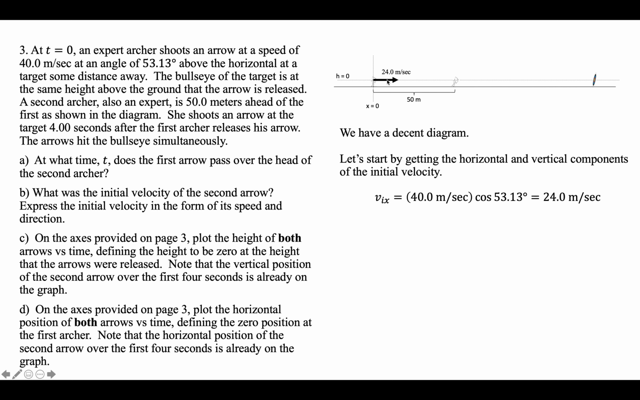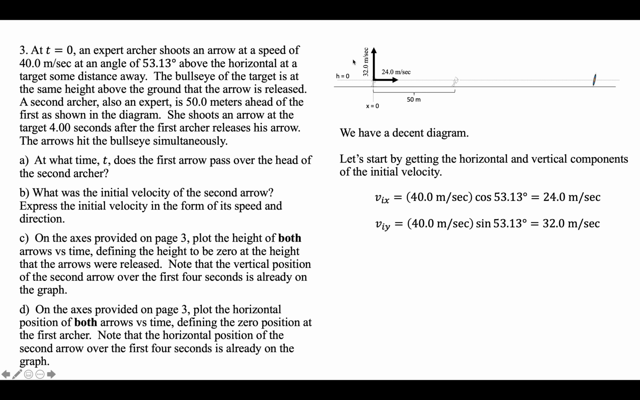24 meters every second is a constant speed in the x direction. 1 second is 24 meters, 2 seconds it's 48 meters, 3 seconds it's 72 meters, etc. Every second it goes 24 meters. In the y direction, we have 40 meters per second times sine 53.13, which is 32 meters per second. Let's put that in the diagram.